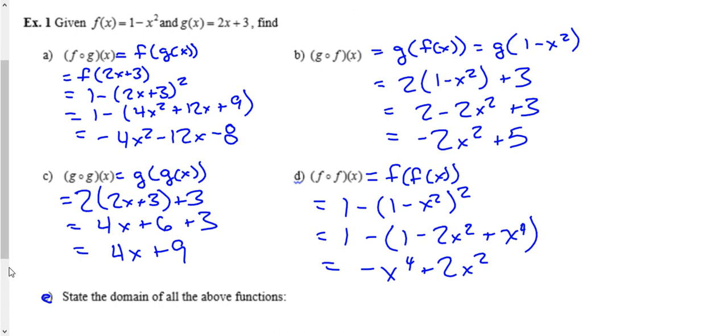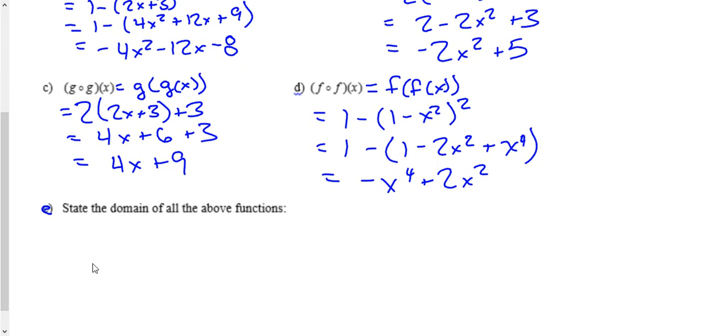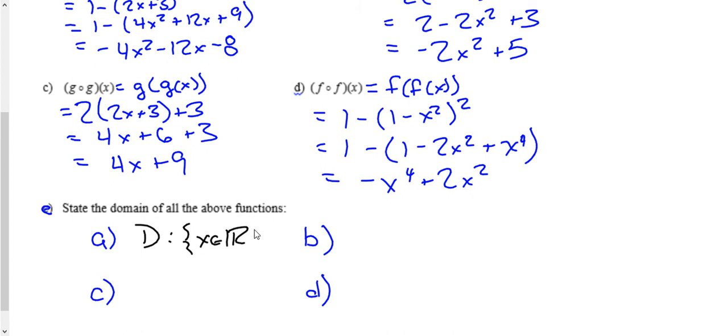State the domain of all the above functions. Well, in part A, then we had C right below it, B and D off to the side here. In A, I have a parabolic function. It's x squared, degree 2. So my domain, of course, is x is an element of real. And I'm not writing it out in full today. In set notation, I should, but I'm just cutting down a bit of my work.